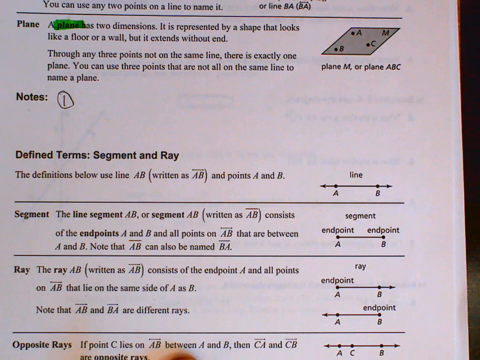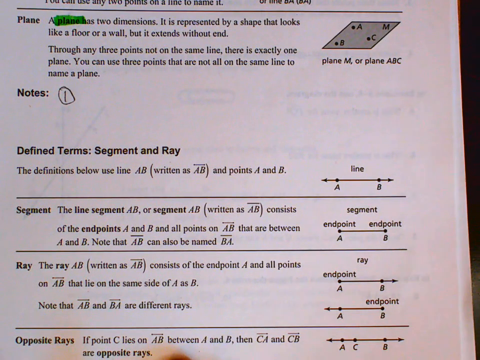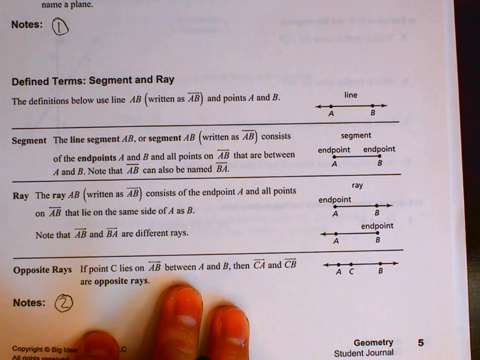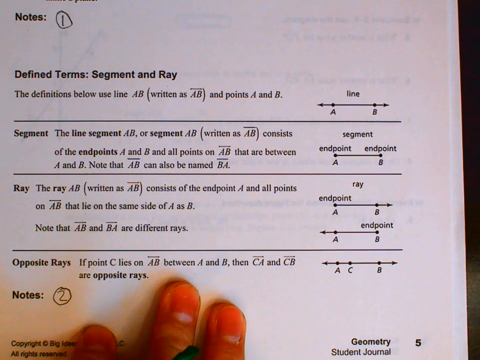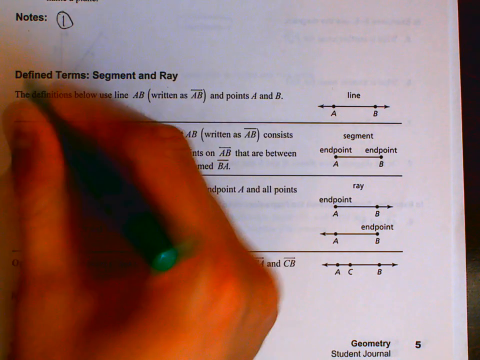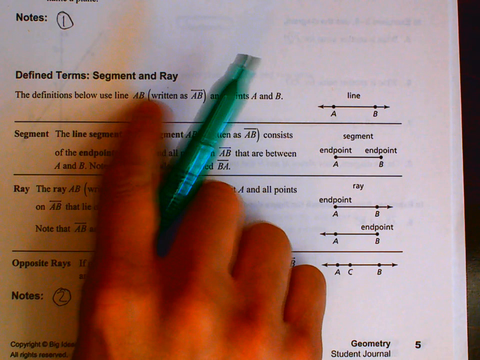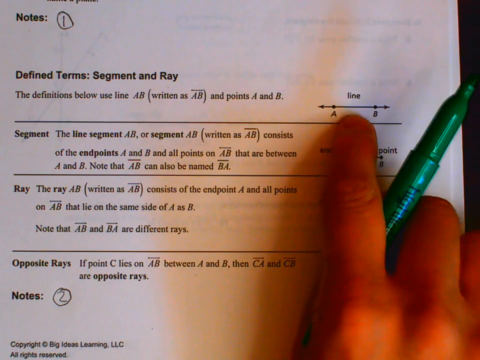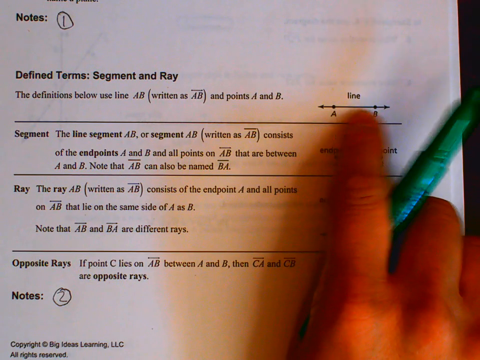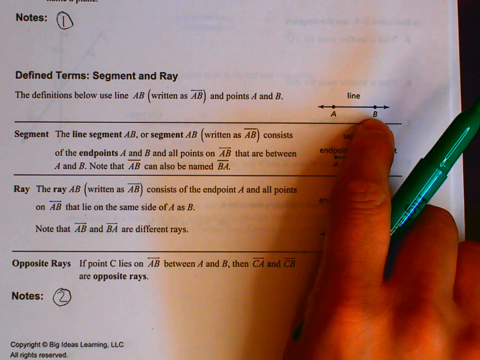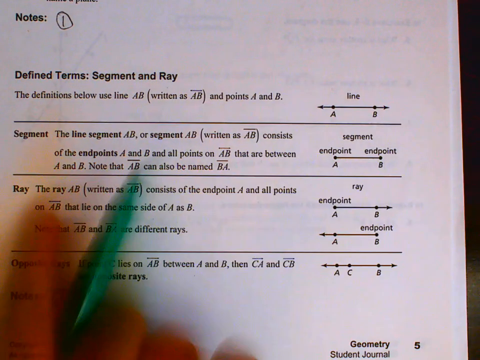Now, defined terms. These are terms that we are going to use using these previous definitions. Okay, the first one: the definitions below, segments and rays. The definitions below use line AB, written as AB, and points A and B. So this right here happens to be a line. It has point A and it has point B. We're going to use this to name all of these right here.